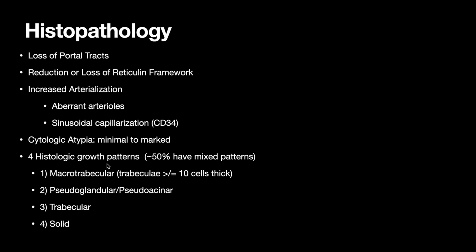And there's four histologic growth patterns in HCC, and approximately 50% of cases have mixed patterns of these four. These four include macrotrabecular, meaning the trabeculae are greater than or equal to 10 cells thick. There's pseudoglandular, pseudoacinar, trabecular, and solid.